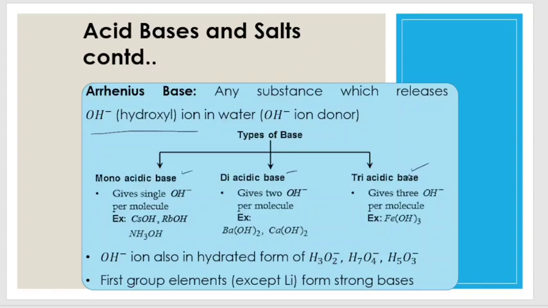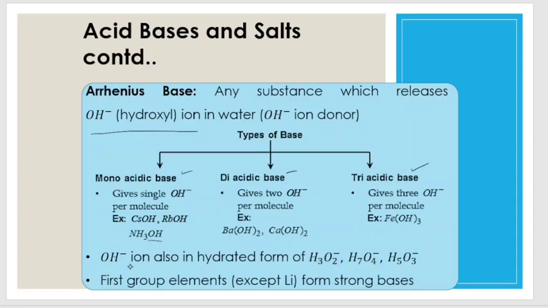Now, depending upon the number of replaceable OH minus ions, there are three types: monoacidic base, diacidic base, and triacidic base. If only one OH is present, it is monoacidic and acidity is 1. No doubt acidity is 2 for calcium hydroxide and barium hydroxide. Similarly, acidity is 3 for ferric hydroxide. Depending upon the degree of dissociation, we can say they are strong acids or bases or not.